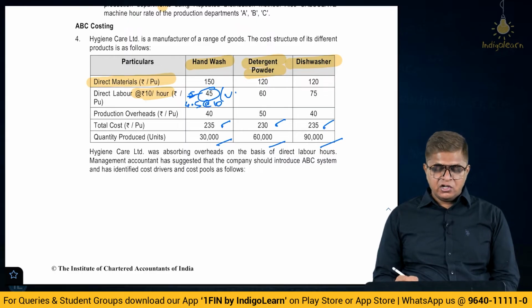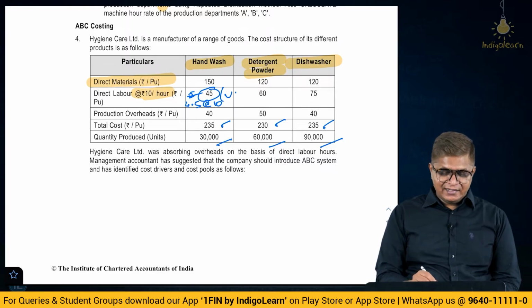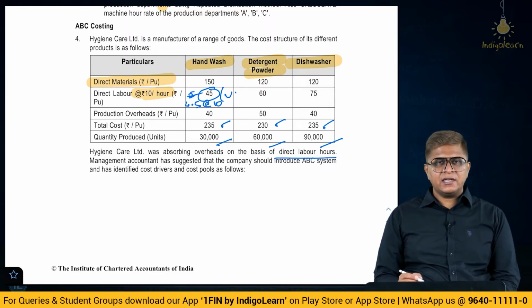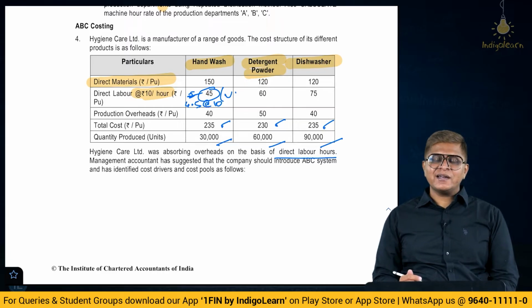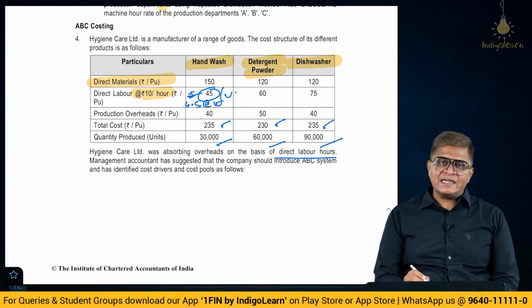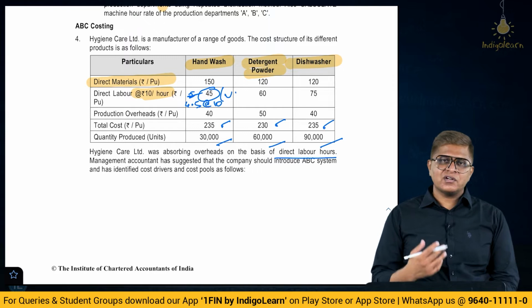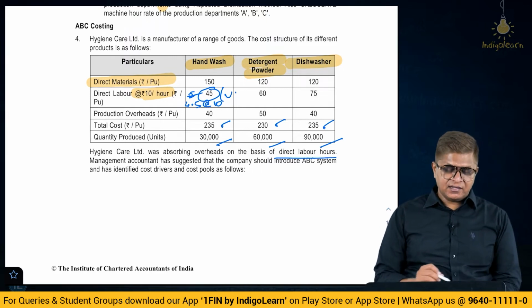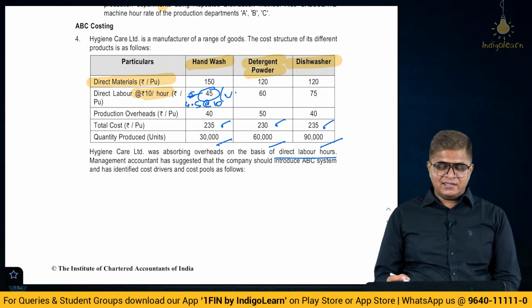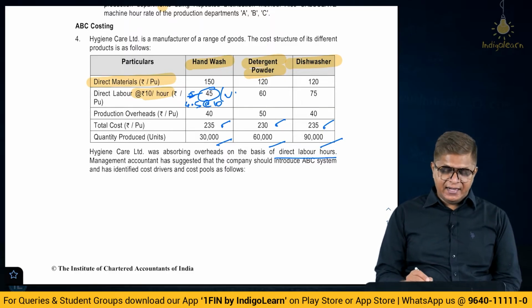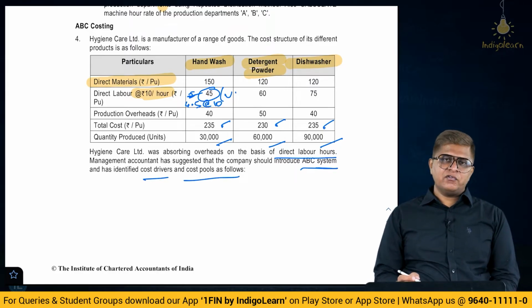Hygiene Care Limited was absorbing on the basis of direct labor hours. So till now they were following the traditional absorption method, single overhead recovery rate method, where they were using direct labor hours as the basis for absorbing the overheads. Management accountant has now suggested that the company should introduce activity based costing system and has identified the cost drivers and the cost pools as follows.